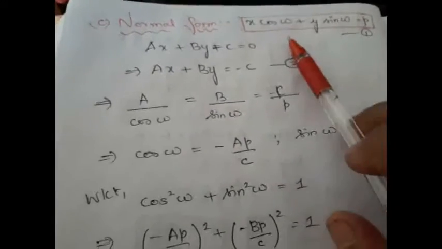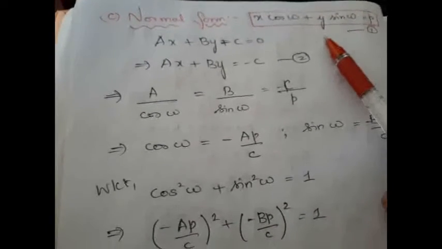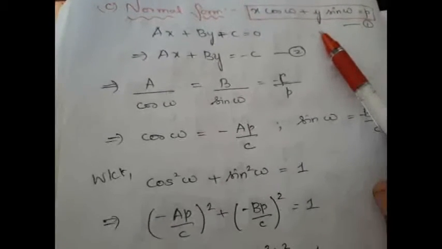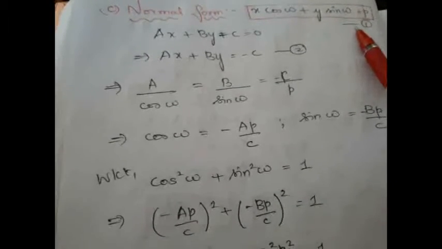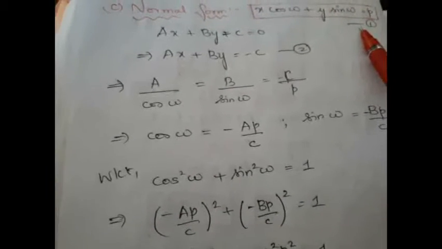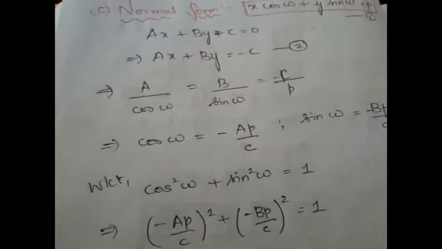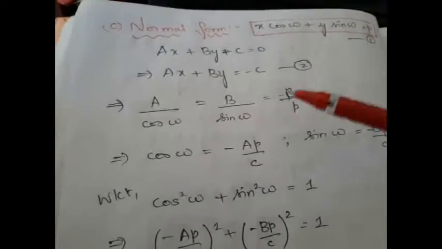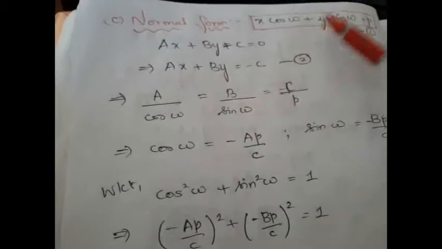Now let us move on to the next form. Next is normal form. What is normal form? X cos omega plus y sin omega is equal to p. We know omega is the angle made by the normal with the x-axis and p is the perpendicular distance. We have seen this in detail in our previous class. Now if our general equation is ax plus by plus c equal to 0, then how can we obtain the relation between these two?